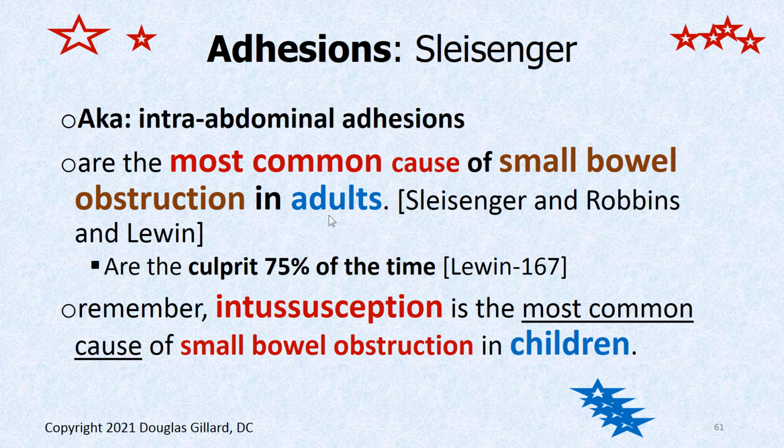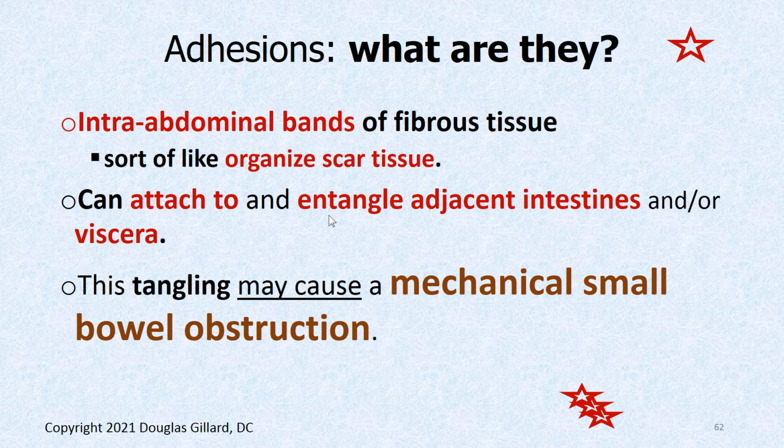So adhesions are the most common cause of small bowel obstruction in adults. They're the culprit in about 75% of the cases. Remember, we drew a picture of the adhesions on the intussusception, just showing what they look like. So we should talk about adhesions.